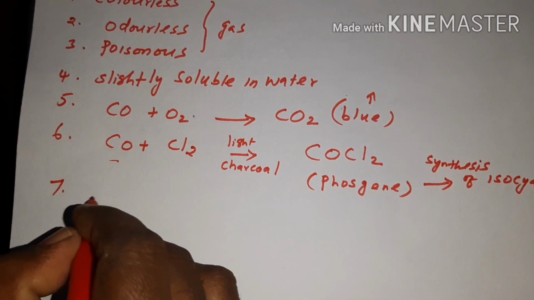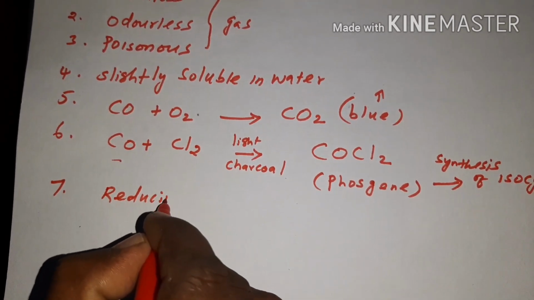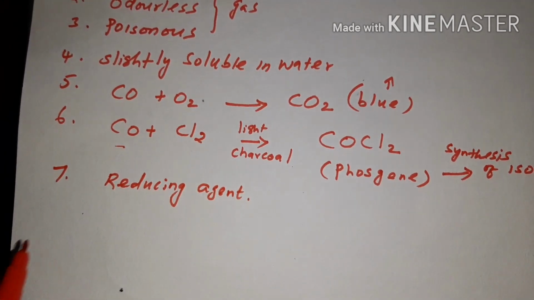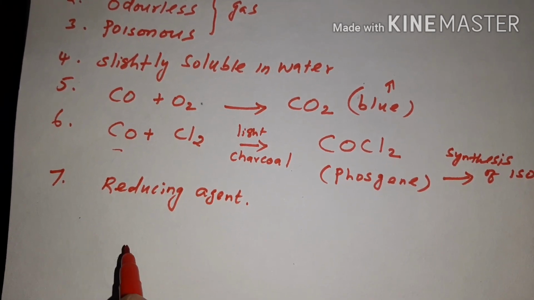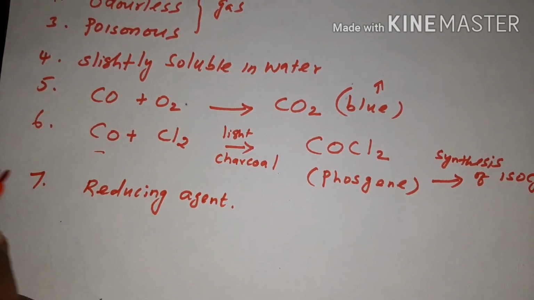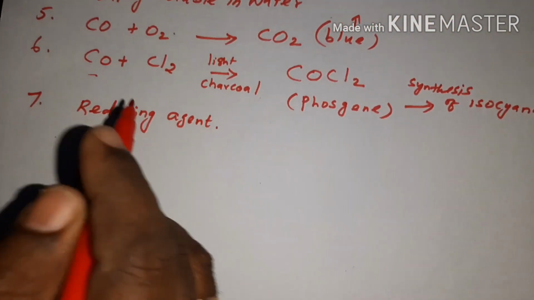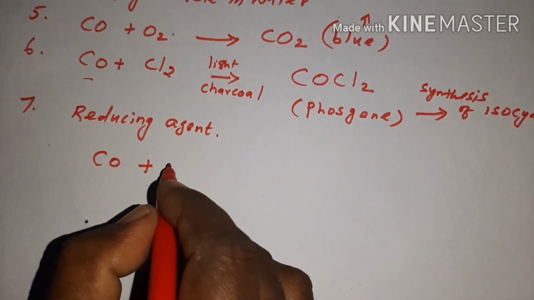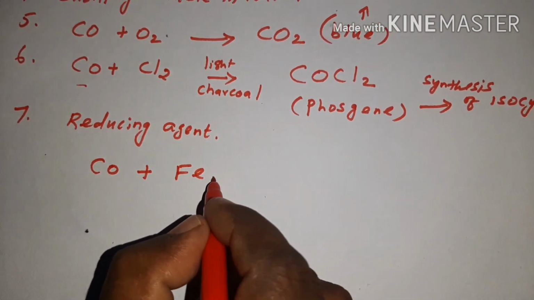Also, this carbon monoxide is acting as the reducing agent. It is mainly used for preparing many metals by reducing their oxides. For example, carbon monoxide is used as a reducing agent in the manufacturing of iron.